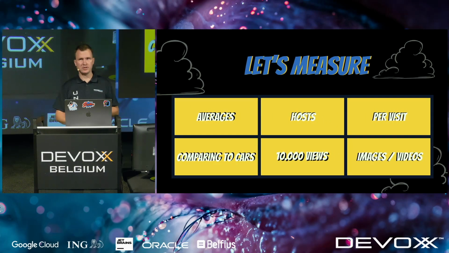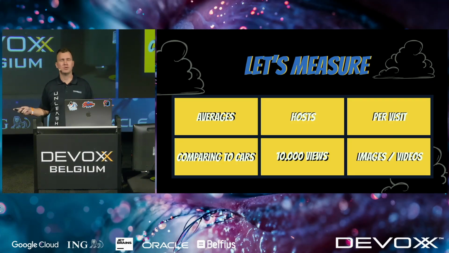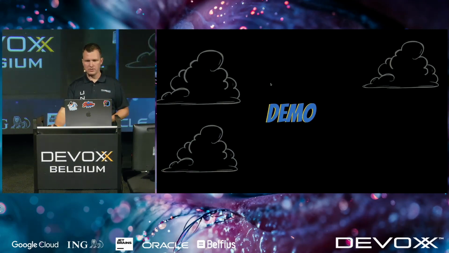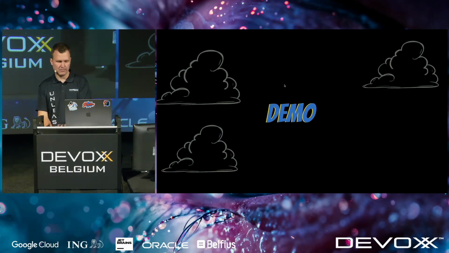We're going to measure in our application the average of the Netherlands. You can, for example, show Belgium or Poland. We can check if our host is green or not. We are going to check per visit what it can do. We are going to compare with cars. So can I drive to Paris, for example, or to the end of the world if I do certain actions like images, and we're doing that times 10,000 views. Images, videos, that's very important. We need to compress them. So yeah, let's go to the demo.